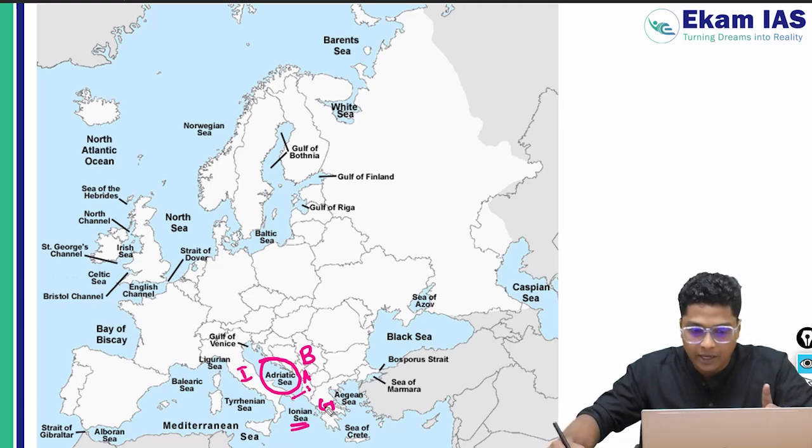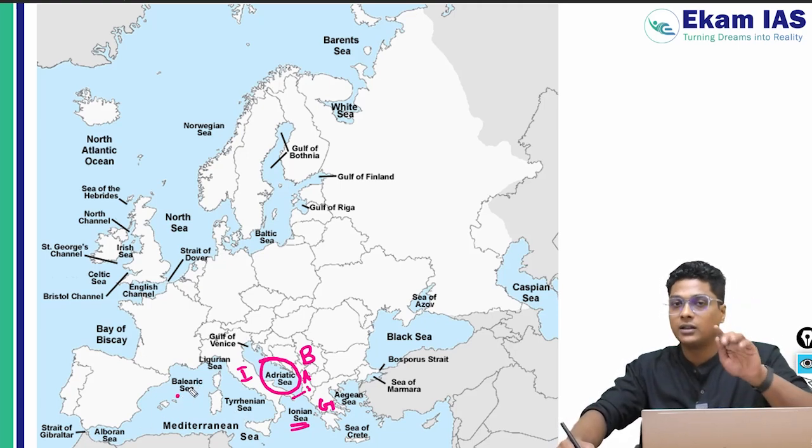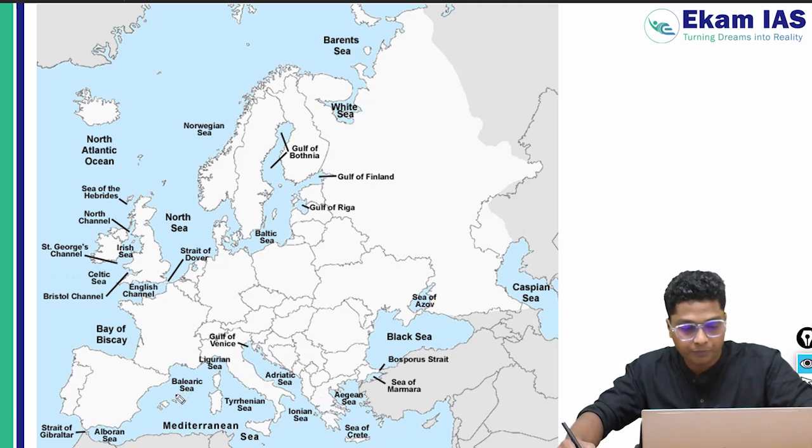So here we have Albania, this is Greece. The Adriatic Sea is connected with the Ionian Sea. Remember this: Adriatic and Ionian, Tyrrhenian, and the Balearic Sea. These are the four seas within the Mediterranean Sea we have discussed in this session.